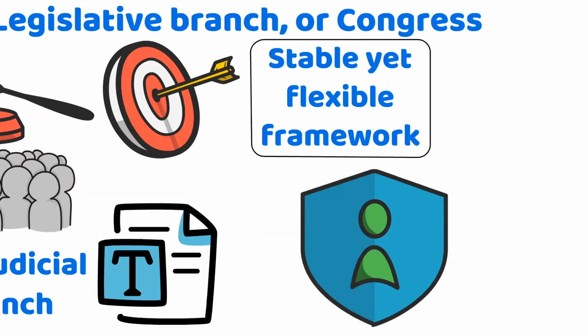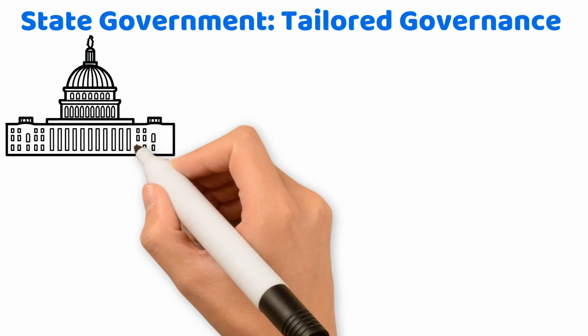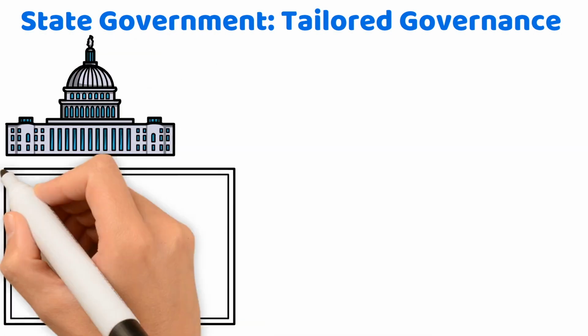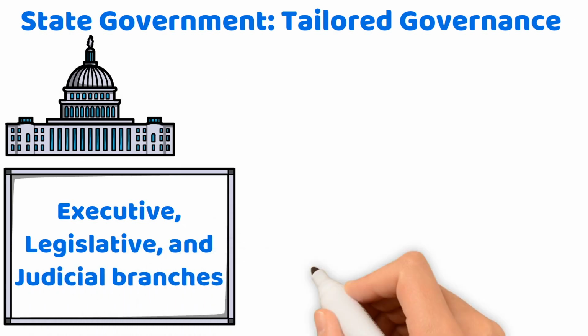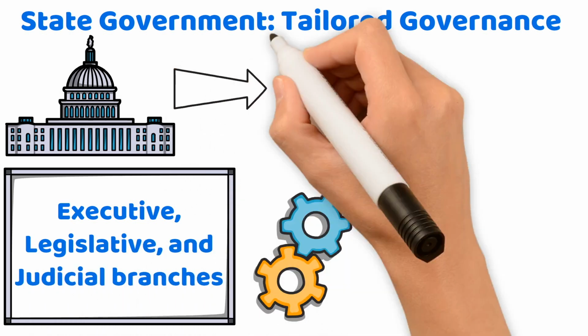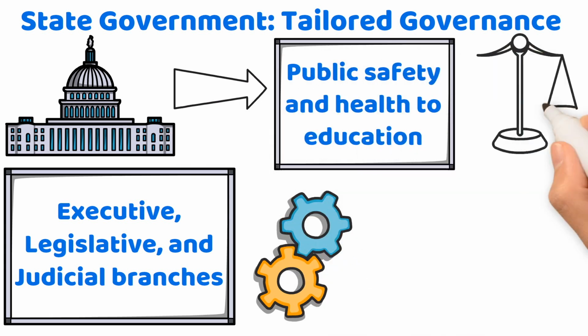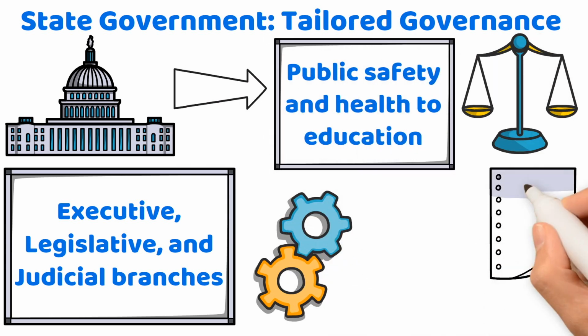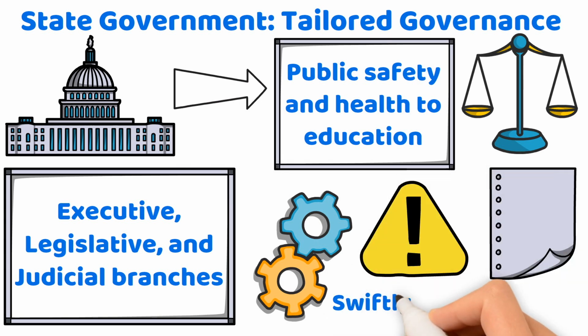State government, tailored governance. Moving to the state government, which mirrors the federal structure with its own executive, legislative, and judicial branches, but operates within the confines of state boundaries. State governments handle everything from public safety and health to education, tailoring their laws and policies to meet the unique needs of their residents. It's a dynamic system where state-specific issues can be addressed swiftly and effectively.